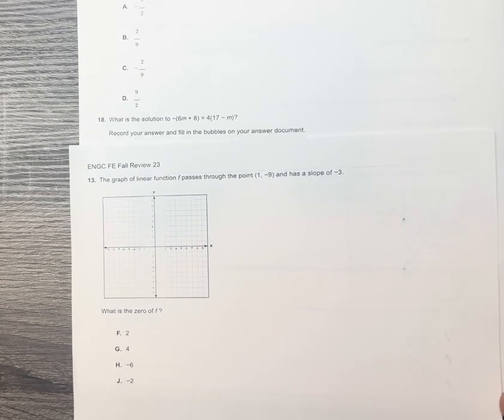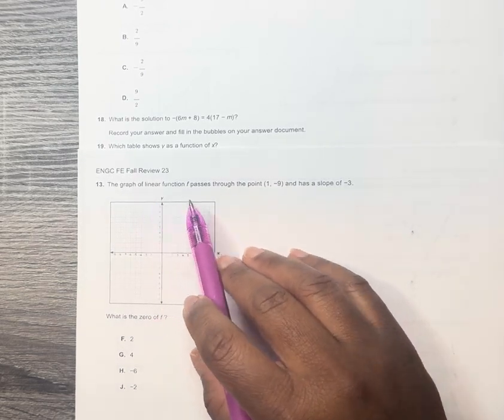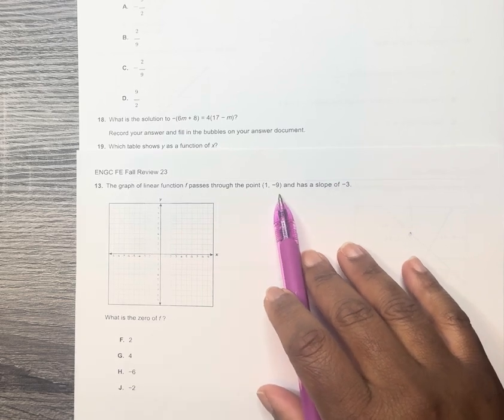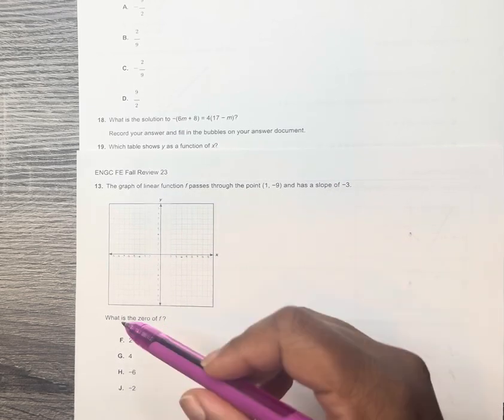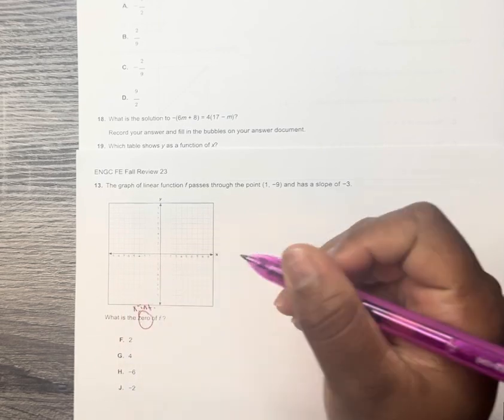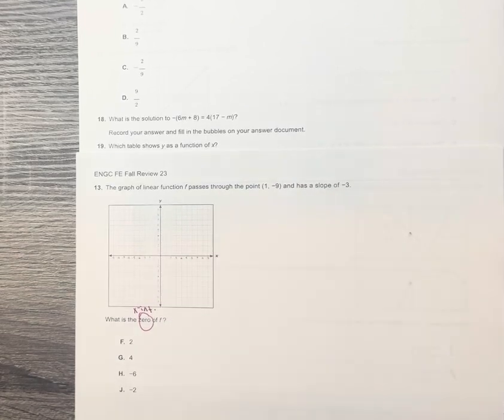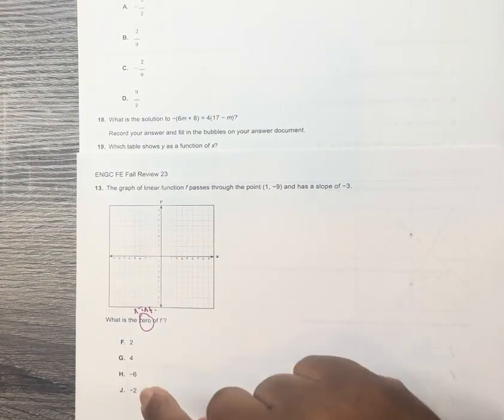Oh, we skipped 13, so we're going to do that now. It says the graph of the linear function passes through (1, -9) and has a slope of -3. What is the 0? 0 means x-intercept, right? So how are we going to figure that out? We need to use this here. We could use our calculator, but I think this will work.